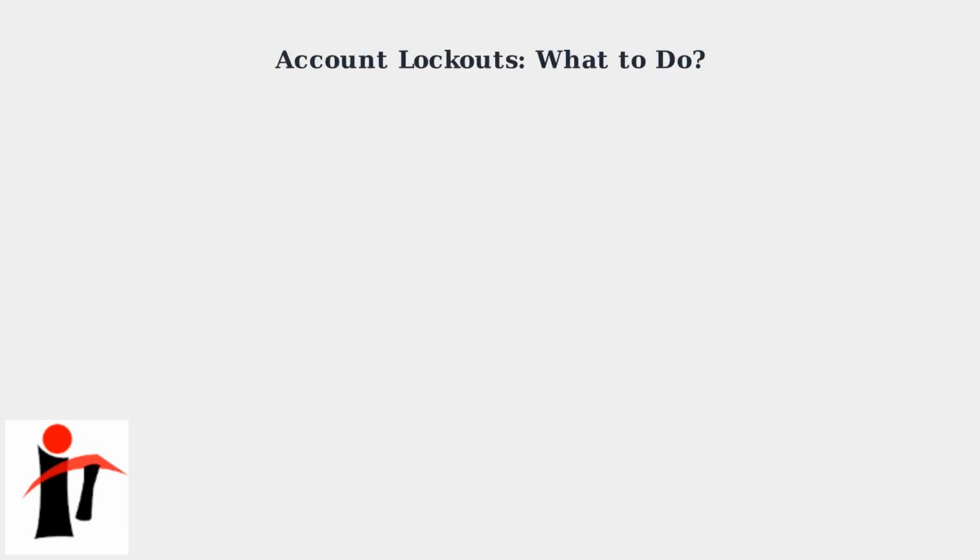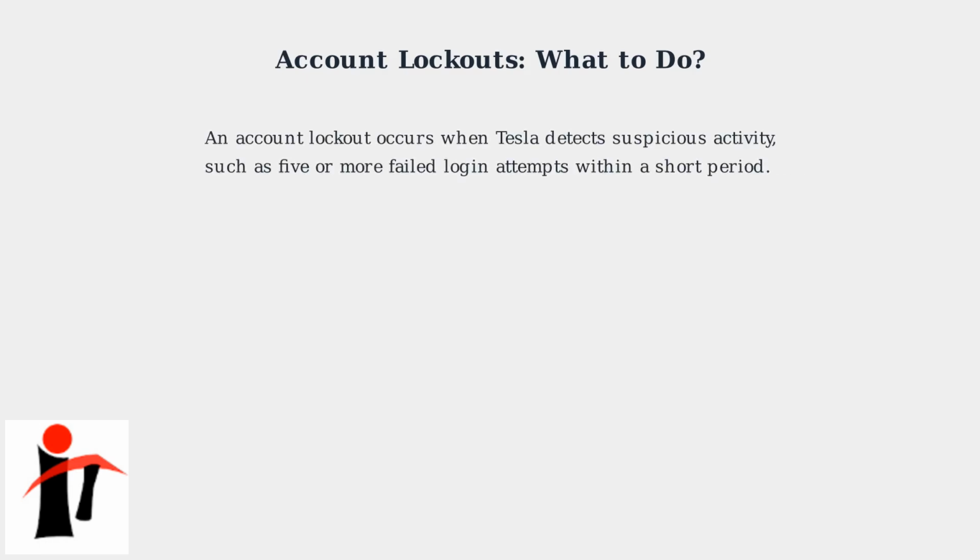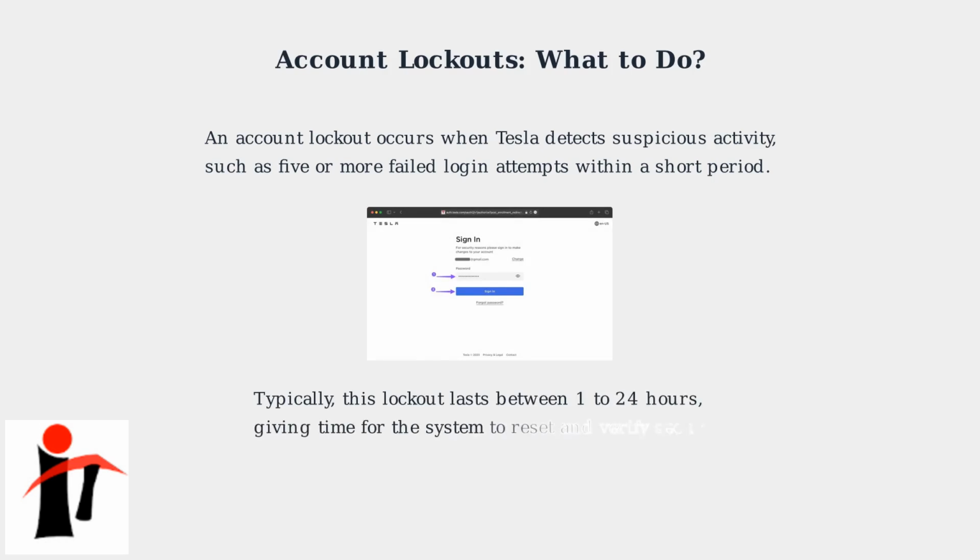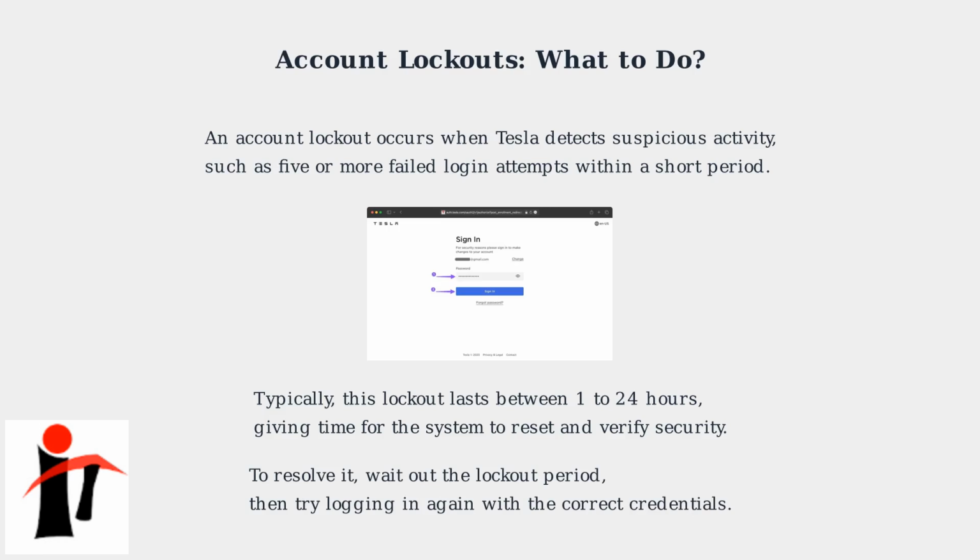Tesla may temporarily lock your account after multiple failed login attempts as a security measure to prevent unauthorized access. An account lockout occurs when Tesla detects suspicious activity, such as 5 or more failed login attempts, within a short period. This is what the login screen looks like, where users enter their credentials. Typically, this lockout lasts between 1 to 24 hours, giving time for the system to reset and verify security. To resolve it, wait out the lockout period, then try logging in again with the correct credentials.